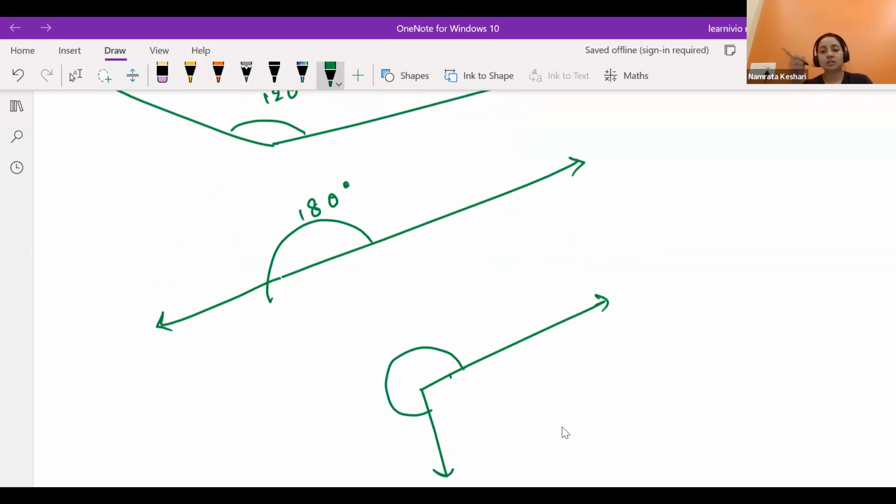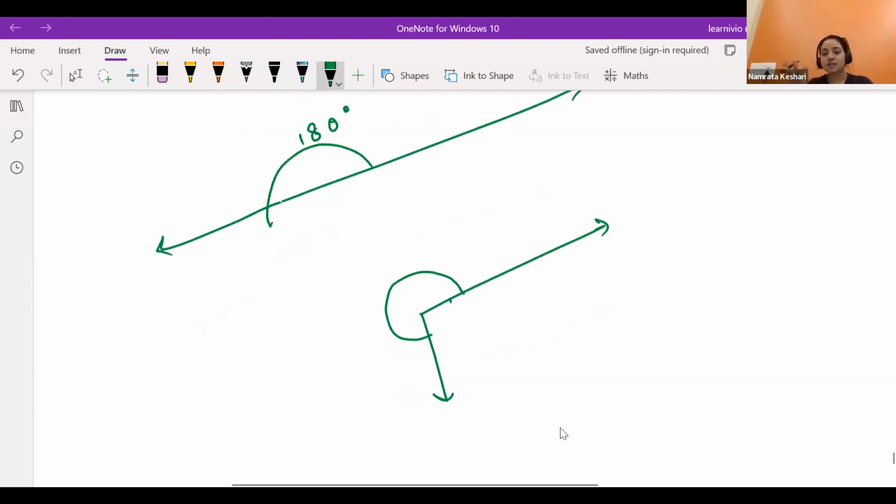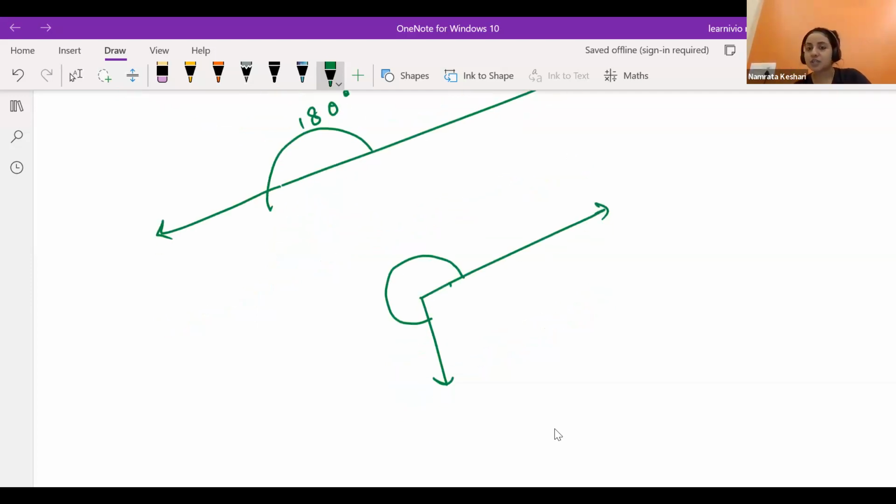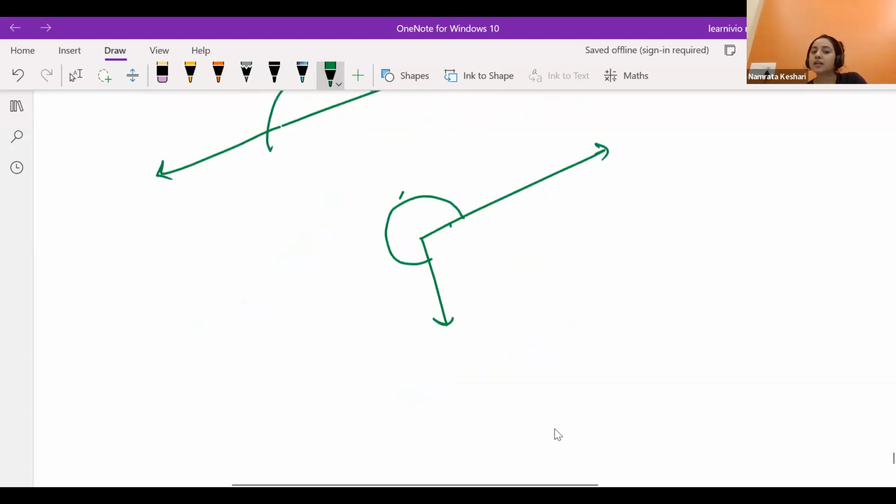anti-clockwise direction. Okay, a clock moves like this. We are taking the angle in the opposite direction. In class 11, I will tell you why we are taking the angle in the anti-clockwise direction. For now, just keep in mind that the angle will always be taken in the anti-clockwise direction. So that's why I am drawing like this. Are you observing that I am drawing the angle like this?